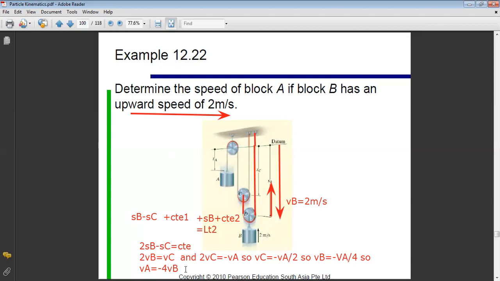So you conclude that VA is equal to -4 times -2 equals to +8, okay? So here it is equal to +8. And we deduce, because it's positive, then we deduce that A will move downward. And this is what we expect. If B will move up, A should move down. Okay? So since VA is positive, it's moving in the same direction of coordinate as A, which is the downward direction. Any question on this problem?